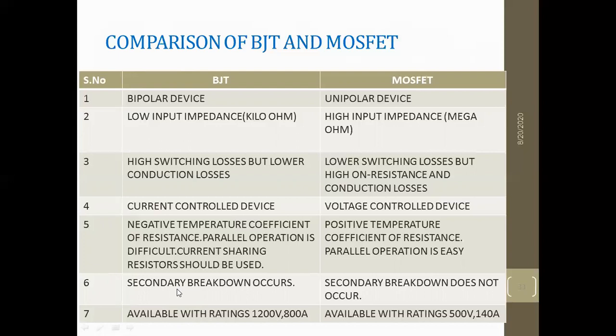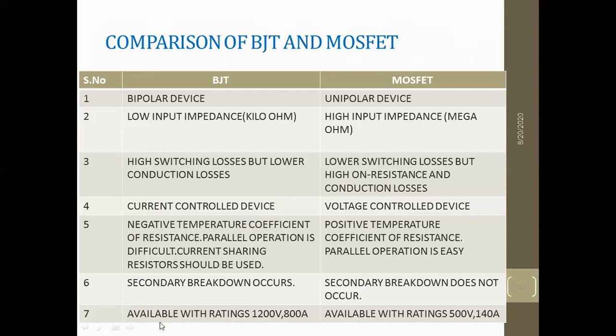But if you observe the MOSFET, secondary breakdown does not occur. That is the importance of the MOSFET. Another disadvantage is that when a short circuit fault condition occurs in the MOSFET, it is very difficult to protect it. If any short circuit occurs on the MOSFET device, there is a failure of the MOSFET. To protect the MOSFET is very difficult. That is the main disadvantage of this MOSFET.